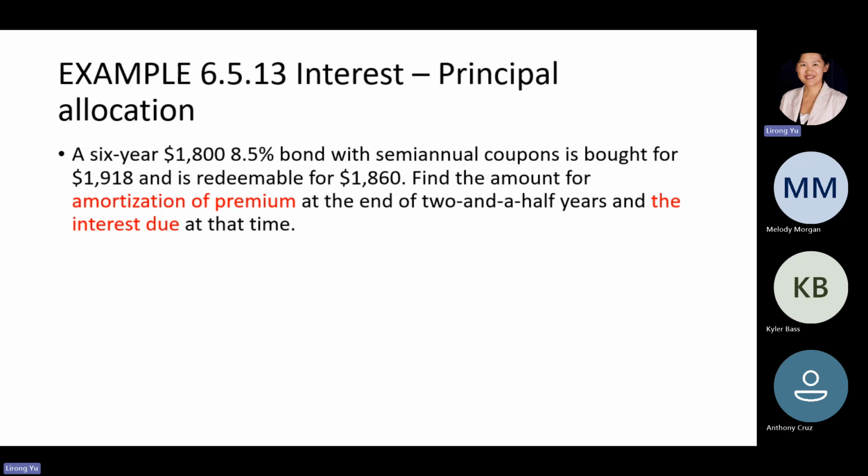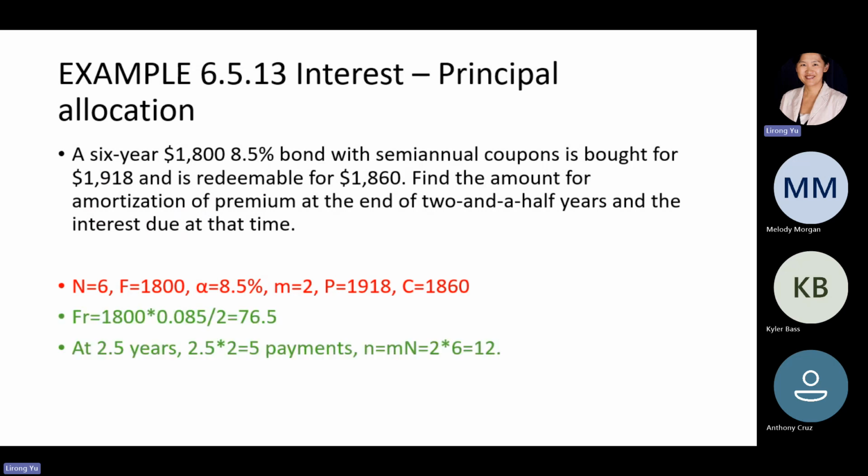That means in every coupon, the coupon rate is going to be 8.5% divided by 2. The price is given, that's the P. Redeemable for 1860, that's the C. The ability to identify this information and quantify it with the proper notation is very important. After reading the first sentence, we start labeling all these out and then see how they're being calculated. Now that we know the coupon rate alpha divided by 2, m equals 2, the actual coupon rate that we call r equals alpha divided by m.